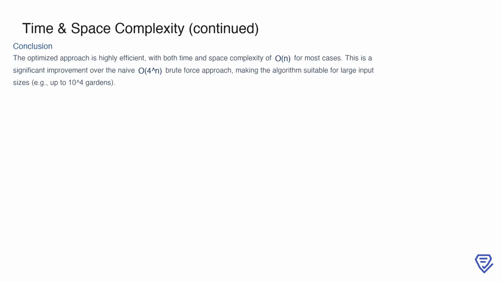In conclusion, the optimized algorithm offers a highly efficient solution to the problem. With both time and space complexity of O(n) in most cases, it represents a significant improvement over the brute force approach, which has an exponential time complexity of O(4^n). This efficiency makes the algorithm well-suited for handling large input sizes, such as scenarios with up to 10,000 gardens. By leveraging adjacency lists and a greedy strategy, the algorithm ensures that no 2 adjacent gardens share the same flower type while maintaining computational efficiency.